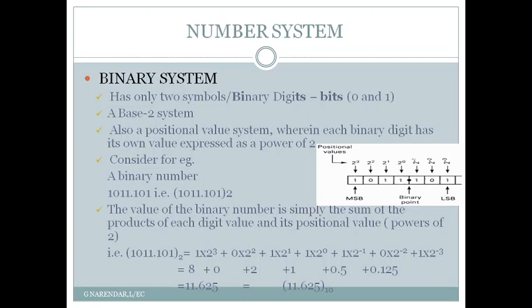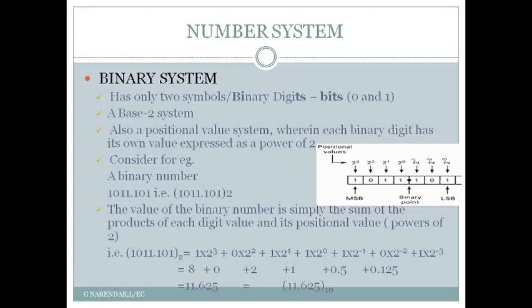So the value we get is a decimal number, so we can call it 11.625. So the value of the binary number 1011.101 is 11.625, and we can also say that 11.625 is the decimal equivalent of the binary number. So summarizing about the binary system that we have learned just now.